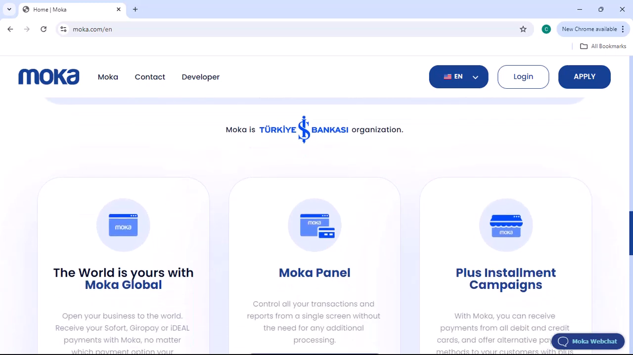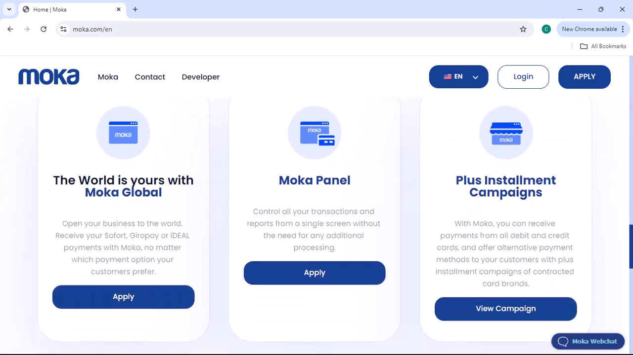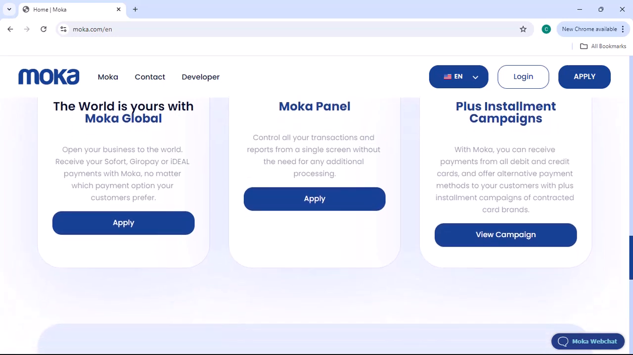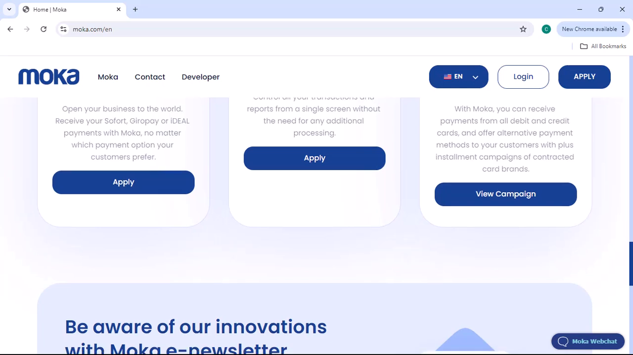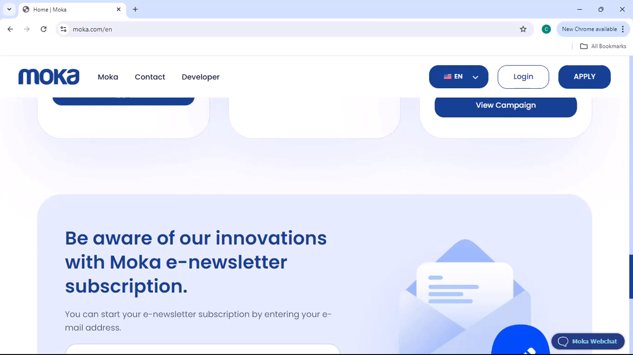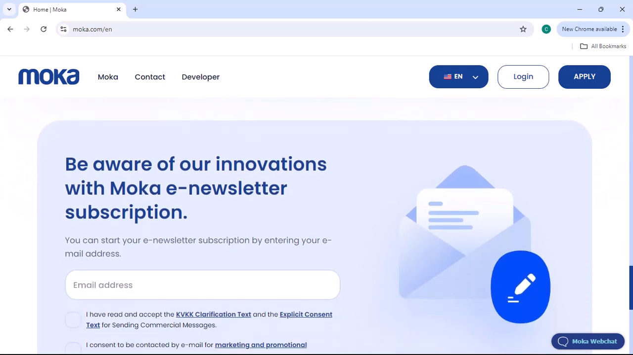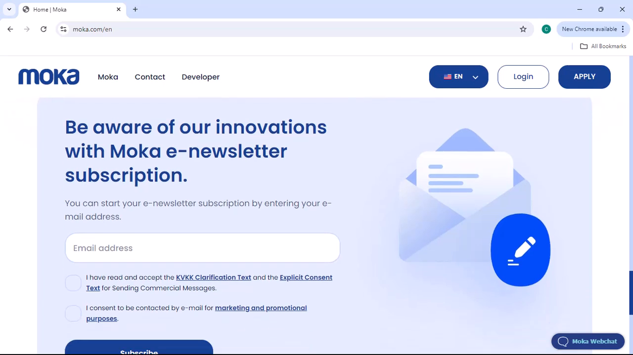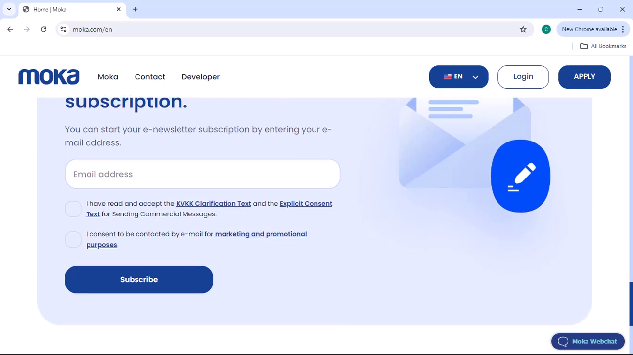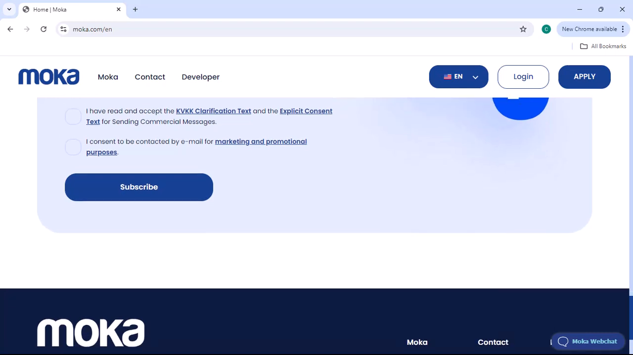Another aspect to consider is the settlement time. After a transaction is processed, there's a period before the funds are deposited into the business's bank account. While Moka strives for fast settlement times, there might be a short delay, typically 1 to 2 business days. This is a standard practice in the payment processing industry and is important for security and reconciliation purposes. There are usually no separate fees associated with the settlement process itself, but it's important to factor this time frame into your cash flow management.